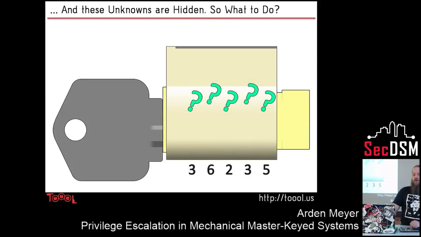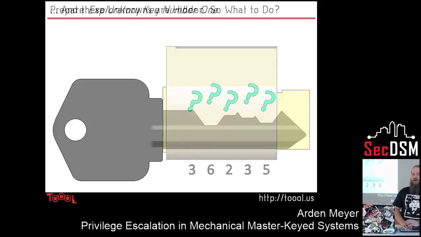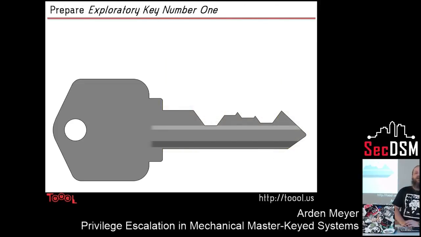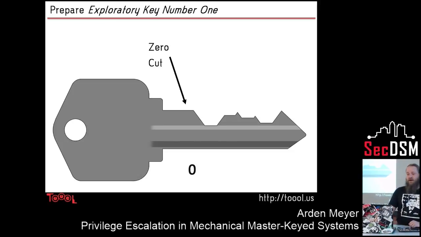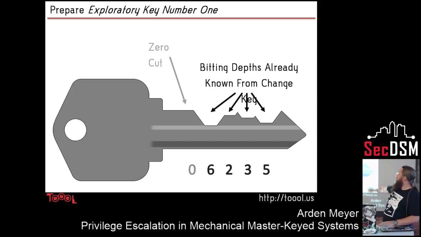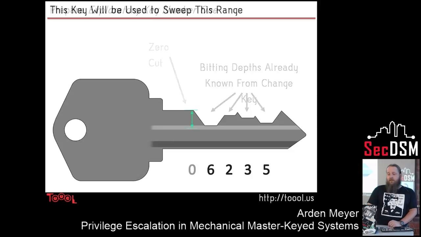Since they're all hidden, what we can do is prepare an exploratory key. Since we know what bit depths do work, we will cut 4 of these. The second, third, fourth, and fifth, we'll cut to the known depth levels, but the first pin will start at depth 0, and we'll try from there. So we'll leave these as we already know from the original change key, the key that Alice was given that works on her door, and then we'll start at the first pin, and we'll leave it at 0.